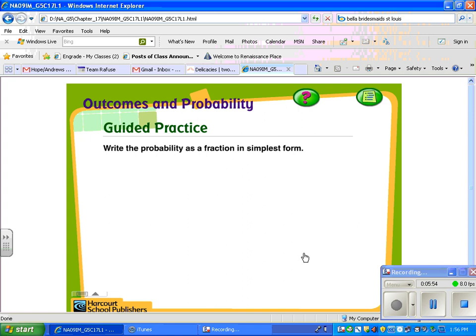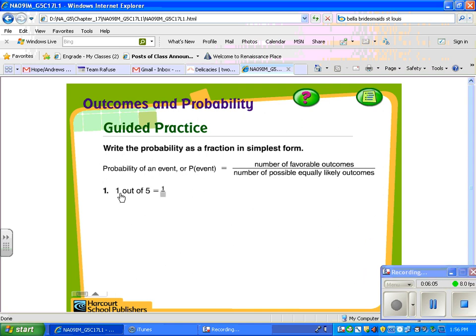Let's do some more practice. Let's write the probability as a fraction in simplest form. Here's again our model of how you would write the probability of an event. Number 1, 1 out of 5. We would write that as 1/5. Good job. Number 2, 4 out of 8. We would write that as, and now we have the numerator 1, which means it's already been simplified, 1/2. Good job. And number 3, if I have a ratio of 2 out of 6, that would be simplified to 1 out of 3.